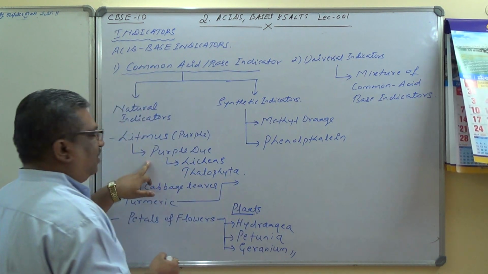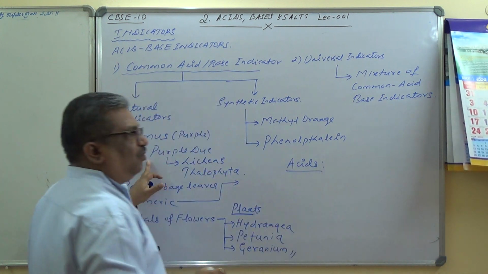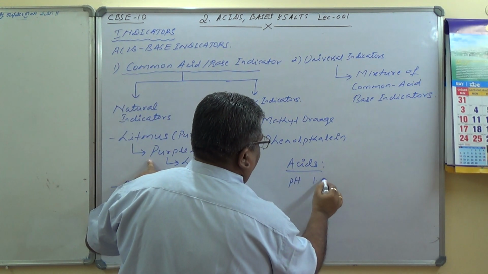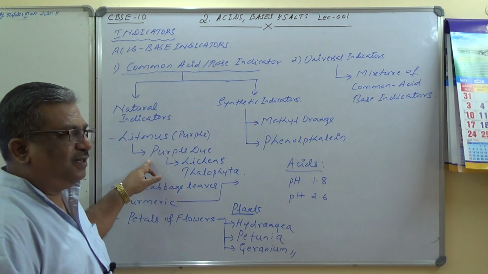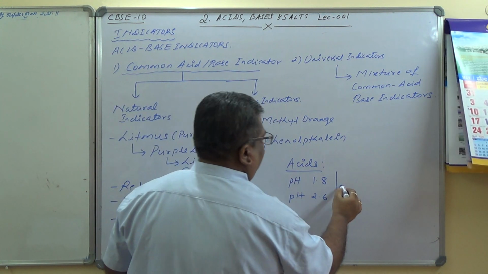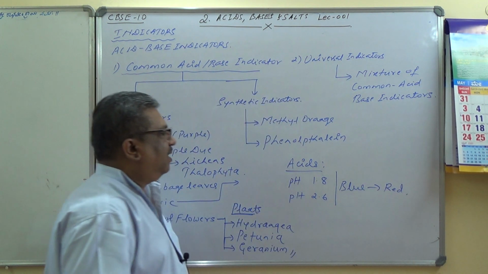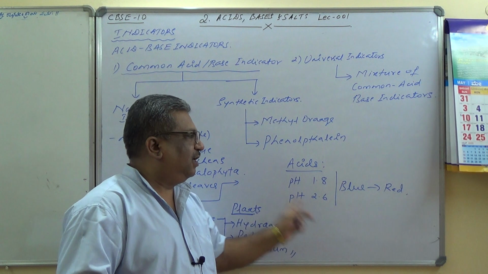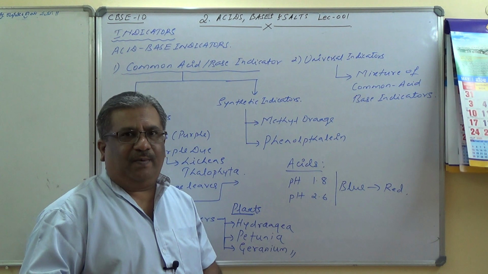if you take the litmus solution, generally for acids, the blue litmus solution will turn red. Now if I take acids of pH 1.8 and pH 2.6, these are the two acids here. If I use litmus solution, a blue litmus solution will turn to red. But it only indicates the presence of acid in this substance. Meaning, the litmus solution will not give you the reading or the value of this pH at all.